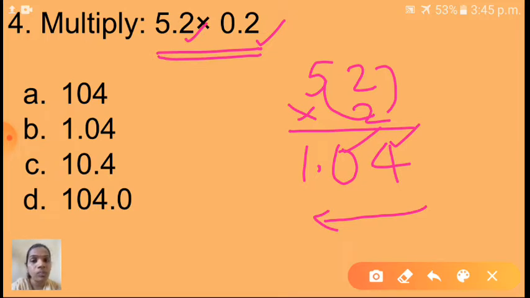Can you say now which option is correct here? A, B, C, D I have given here. Very good. B option is correct. Isn't it children? Yes, 5.2 into 0.2 is equal to 1.04.